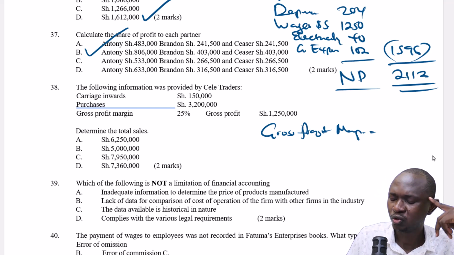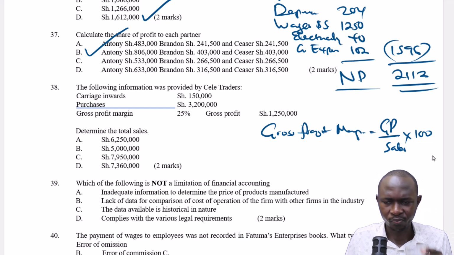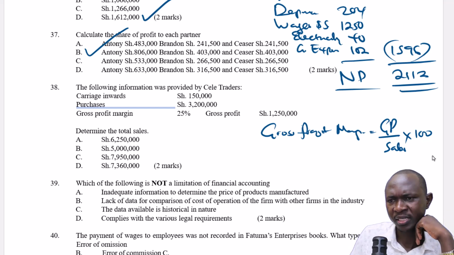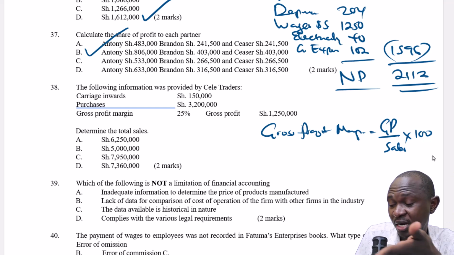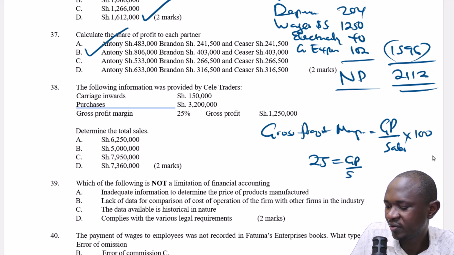Gross profit margin is equals to gross profit over sales times 100. That's the formula. So if that's the formula, we've been given gross profit, we've not been given the sales, but we've been given the gross profit margin. The only one unknown, so this is the easiest way to go. So gross profit margin is 25%. Let's just work with 25. 25 is equals to GP over sales.